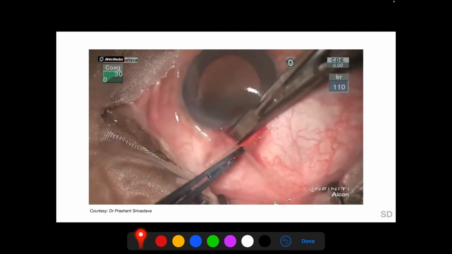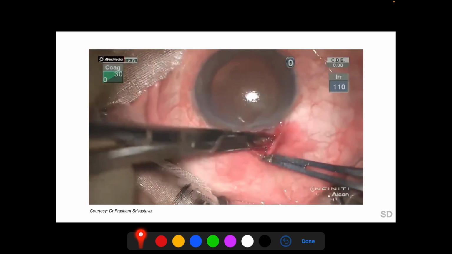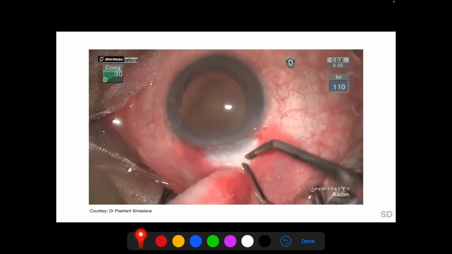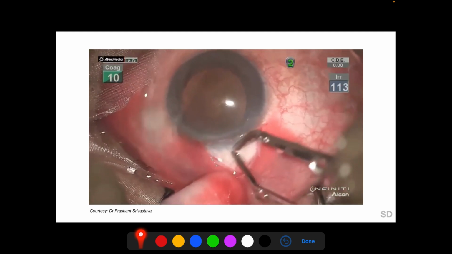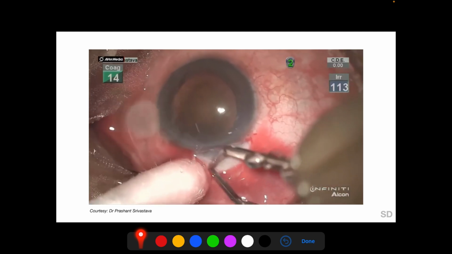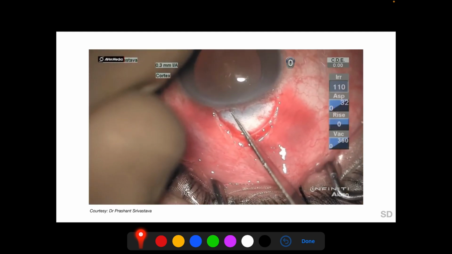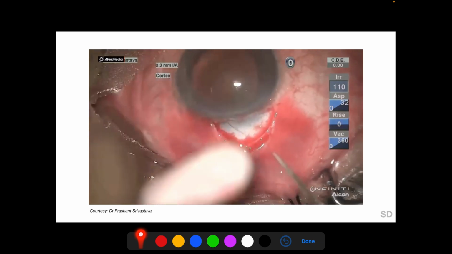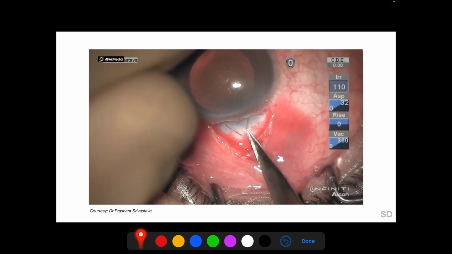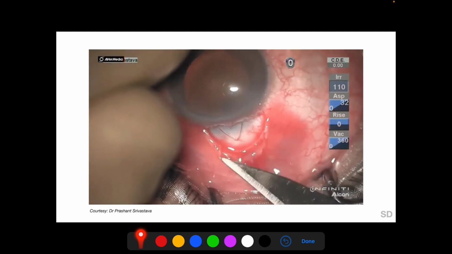So first, the conjunctival incision has been made along the limbus and conjunctival dissection is being made in the subconjunctival space. Light cautery is done to occlude the blood vessels on the sclera, and then with a blade, the margins of the scleral flap are being delineated. The thickness should be 50% of the depth of the sclera.